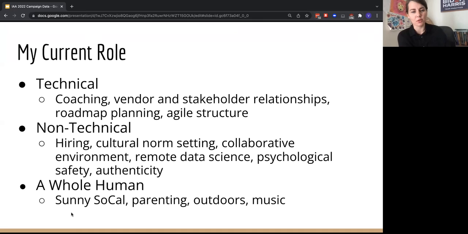So to that, I'm also a whole human. Outside of my current role, there's also other things about me. I live in sunny Southern California. I spend a lot of time parenting the coolest 5.5-year-old you will ever meet, being outdoors and enjoying music.